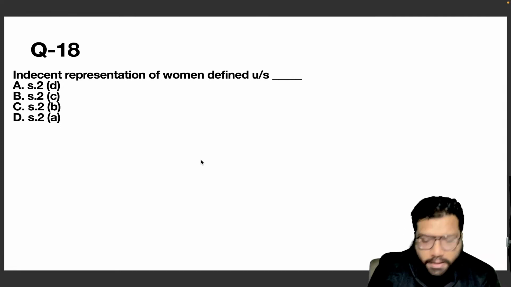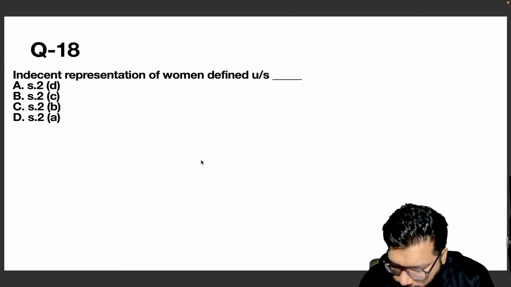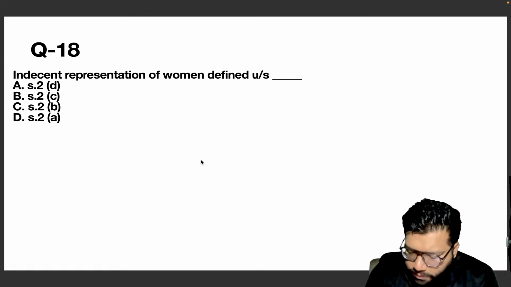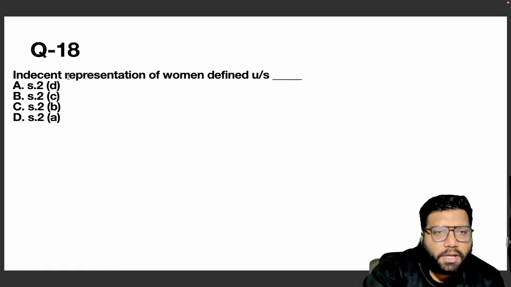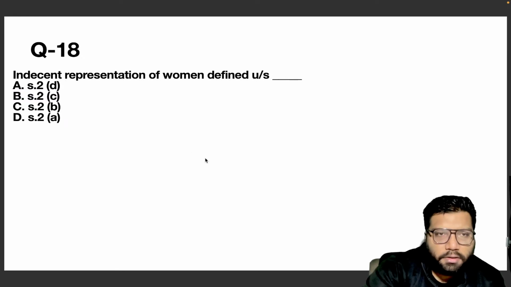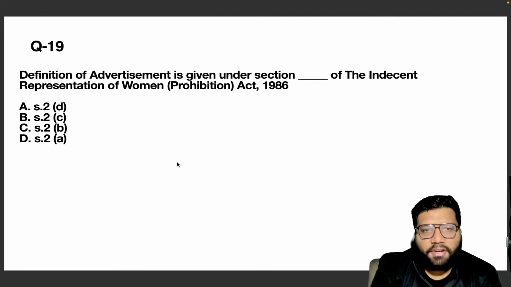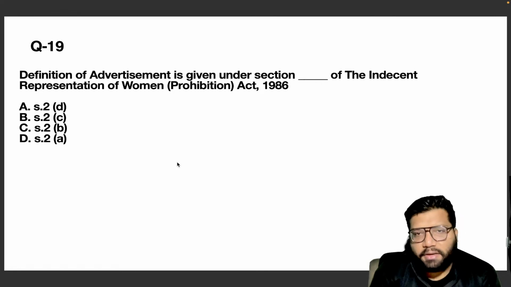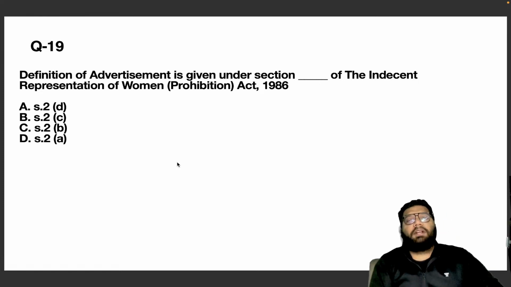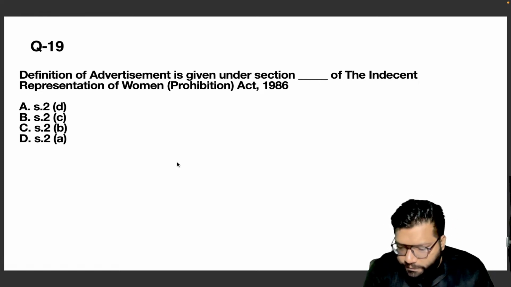Pratyush, correct answer. Paras, correct answer. Deepa, correct answer. So that is basically 2C. Definition of advertisement is given under which section? So the term advertisement has been defined under this act.